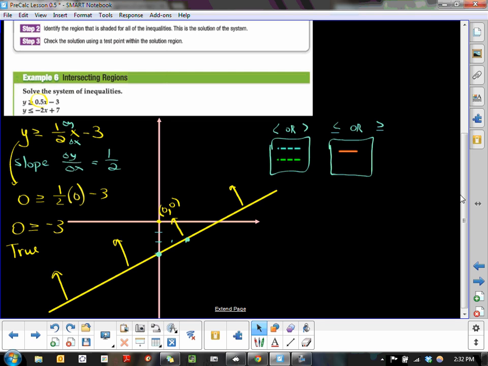Now I'm going to go to the second equation. On the second equation, we have y is less than or equal to negative 2x plus 7. Now, because negative 2 is not a fraction, I can make it a fraction as I put it over 1. I have my slope, change of y, change of x idea again. So I want to start this graph up at a positive 7. So 1, 2, 3, 4, 5, 6, 7. It will cross at a positive 7, and then it's going to go down 2 units and then right 1.